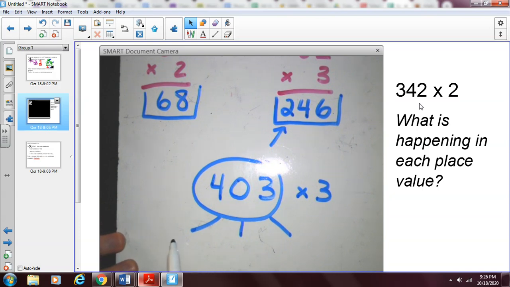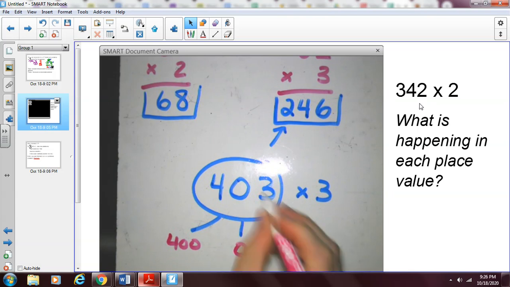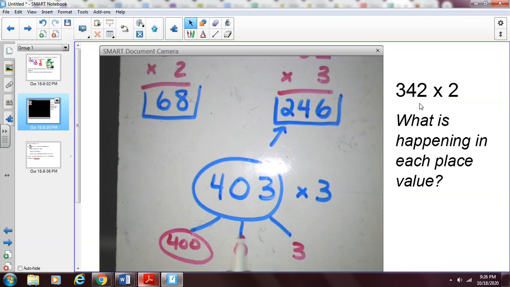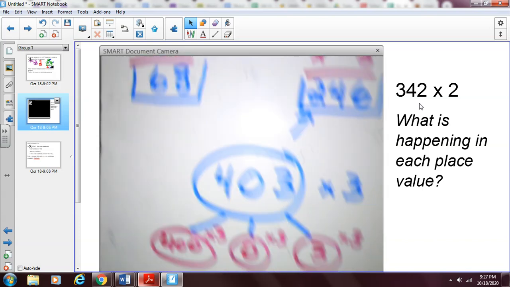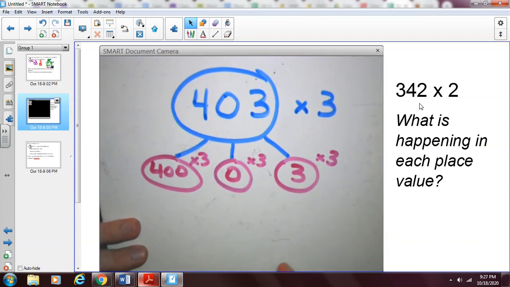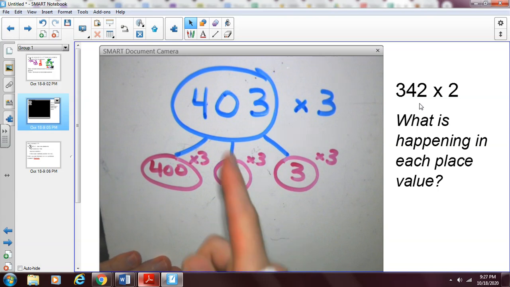So I'm going to break this down into the value of each of its digits. So the 4 has a value of 400. The 0 has a value of 0 tens. And the 3 has a value of 3 ones. And now that I have these values identified, I can multiply each of them by 3. So I'm running out of space here, so I'm going to adjust my board a little bit. So I have 403 times 3.